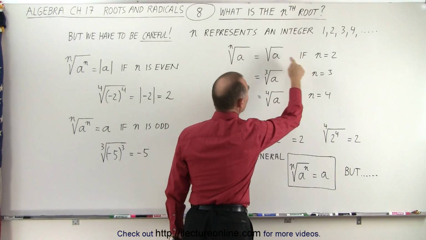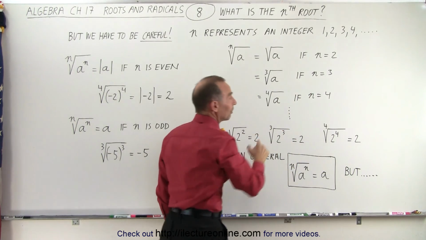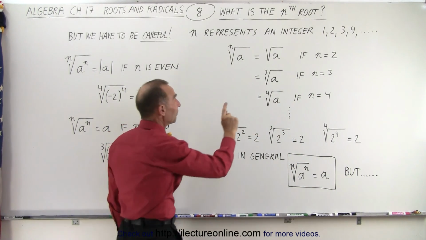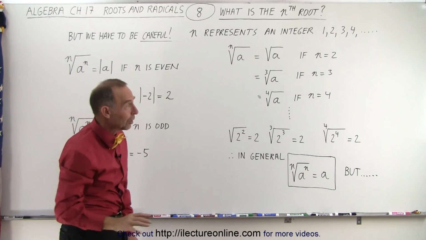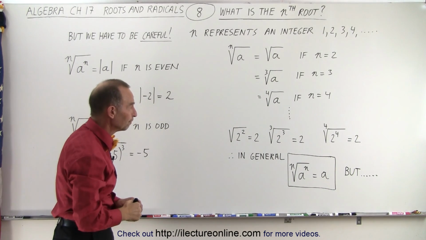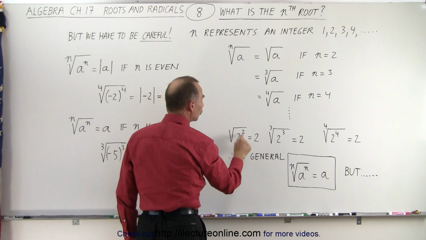If n is 2, it means the square root. If n is 3, it means the cube root. If n is 4, it means the fourth root, and so forth. Notice that if it's a square root, we don't have to write the number 2. We could, and it wouldn't be wrong. We just don't have to. It's just understood.